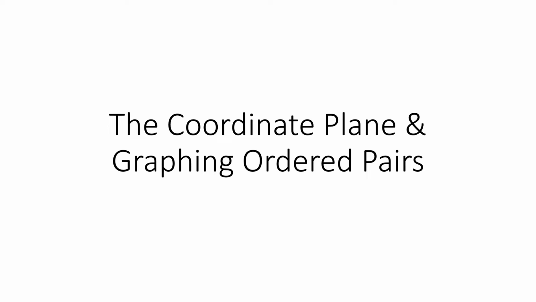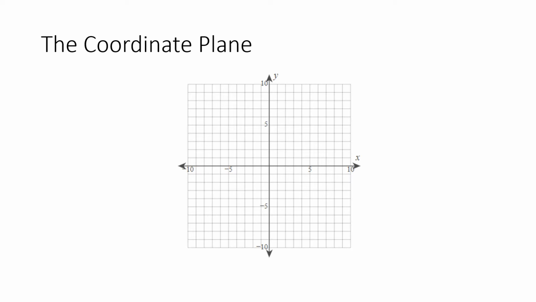In this video, we're going to be learning about the coordinate plane and graphing ordered pairs. So here we have a coordinate plane. We have the x-axis, which is the horizontal axis, and we have the y-axis, which is the vertical axis. The point right in the center is called the origin, (0, 0).